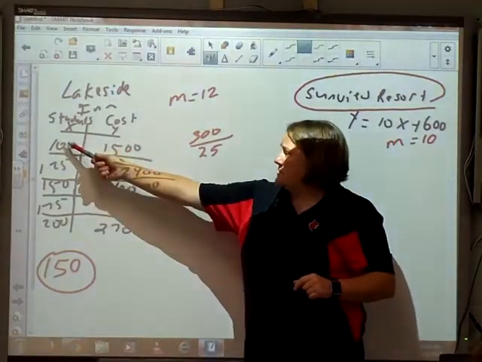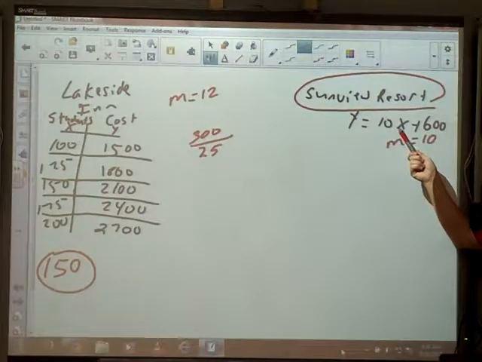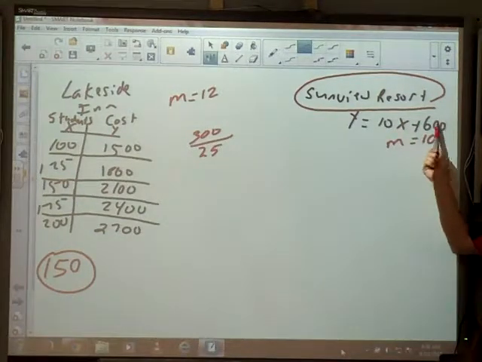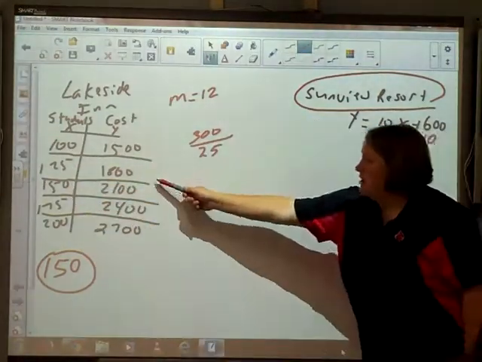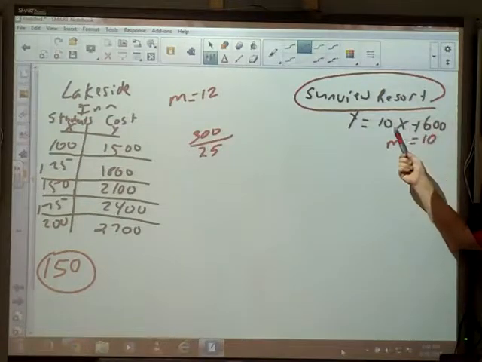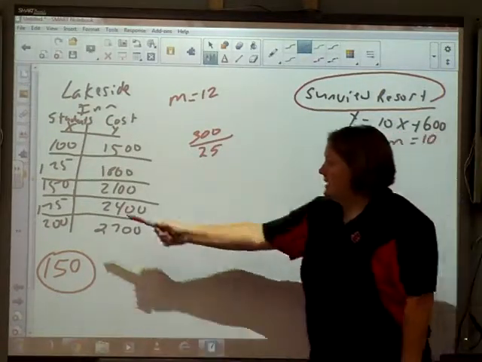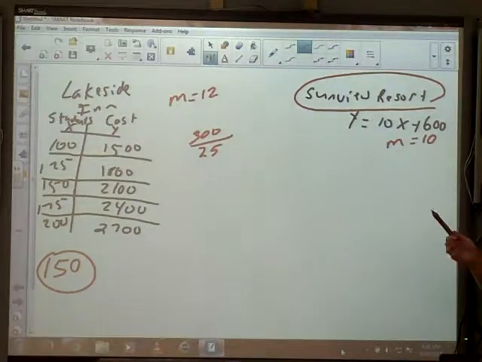So he said, all right, for 100 kids, it costs $1,500 there. I can plug 100 in here, see how much it costs, and it wasn't $1,500. So he went to the next one, 125, and saw it's $1,800. Plugged 125 in here, and it wasn't $1,800. So he went to the next one, 150, plugged it in here, and he got $2,100. So he knew that at 150, it was costing the same.